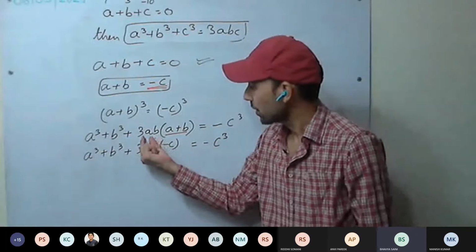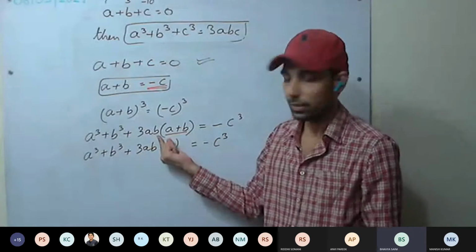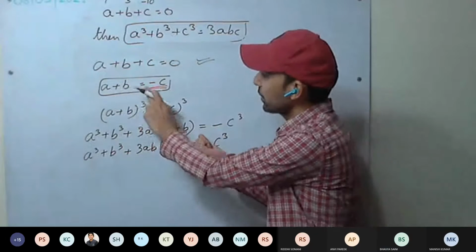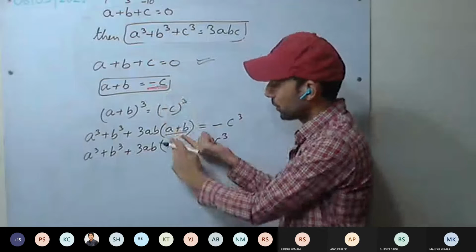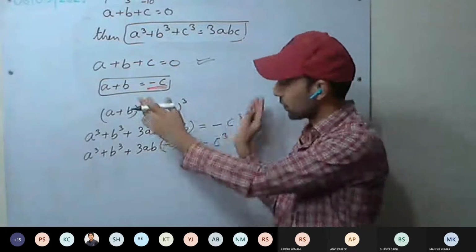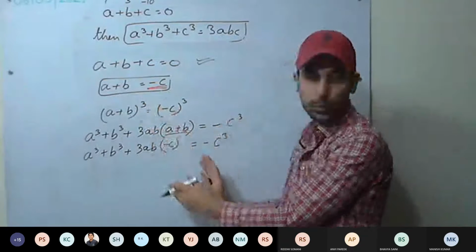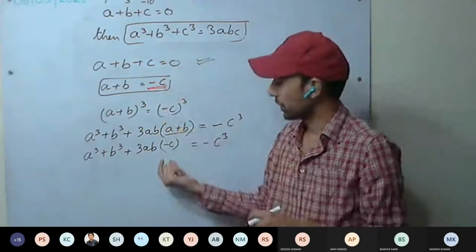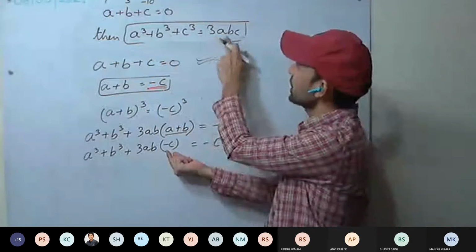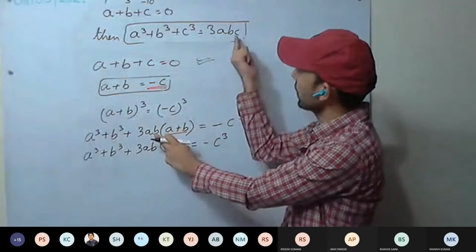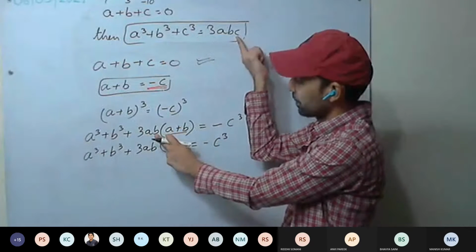Sir, why did we put c in place of a plus b? See here, 3ab we have, here we have a plus b. If we put a plus b equal to minus c, it is a more simplified form. We like the easy things, so we'll be making it more and more easy. Instead of a plus b, if you put minus c, we are putting a single variable. And what we have to show is that we must get 3abc. How are we going to get c?